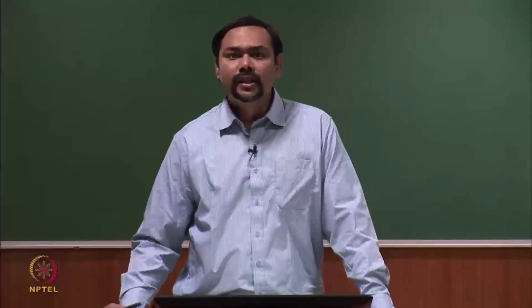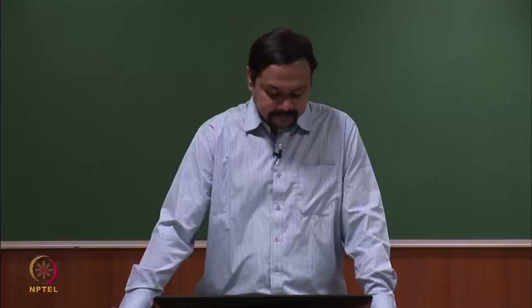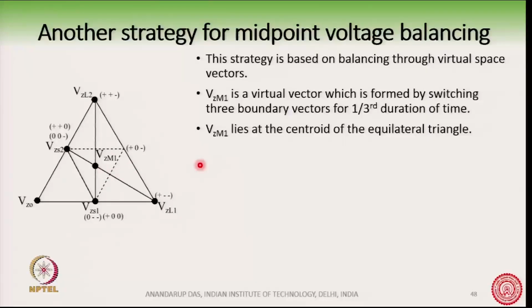Now, we see one interesting technique for balancing the midpoint voltage with the help of a virtual space vector. Now, what is a virtual space vector? A virtual space vector is a space vector which is formed by using the normal space vectors, but for different durations of time. For example, one example of a virtual space vector is Vz_m1.